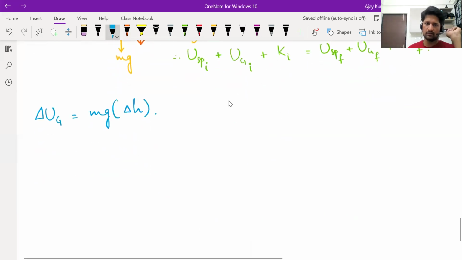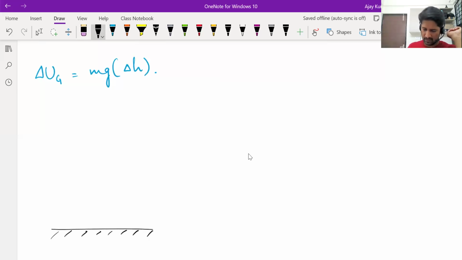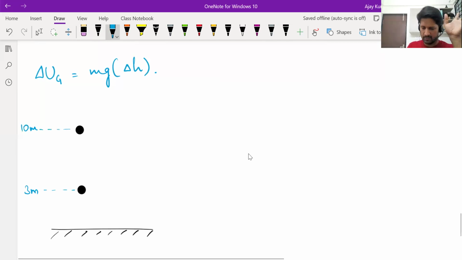Okay, let me just clarify one point here. Suppose this is the ground level, and an object is taken from this height to this height. Assume the initial point is at an actual height of 3 meters from the ground, and the final point is at an actual height of, let's say, 10 meters from the ground. Let's say the object's mass is 2 kg. One of you use the formula and tell me how much is the change in gravitational potential energy as it is taken from A to B.